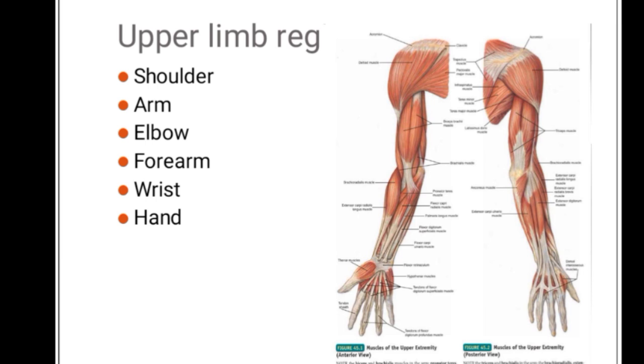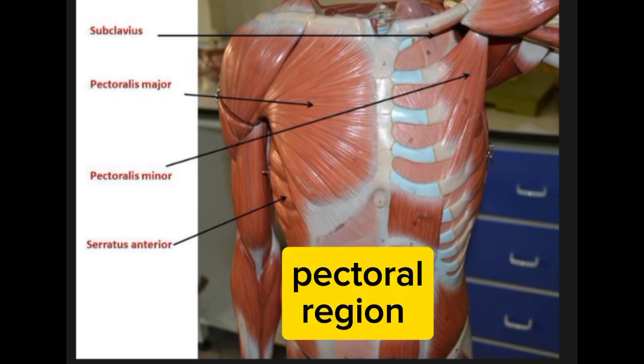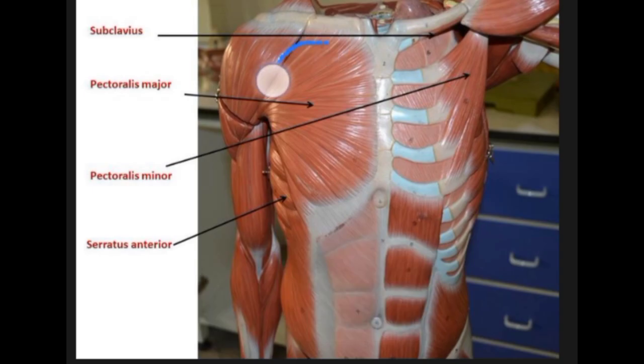So let's take the first region, that is the shoulder. The shoulder is a complex region that connects the trunk with the upper limb, and it can be considered in three parts: the pectoral region, the scapular region and the axilla. The pectoral region consists of this broad muscle, the pectoralis major, and below this muscle there is another muscle called the pectoralis minor. Together these muscles, along with the breast, make up the pectoral region.